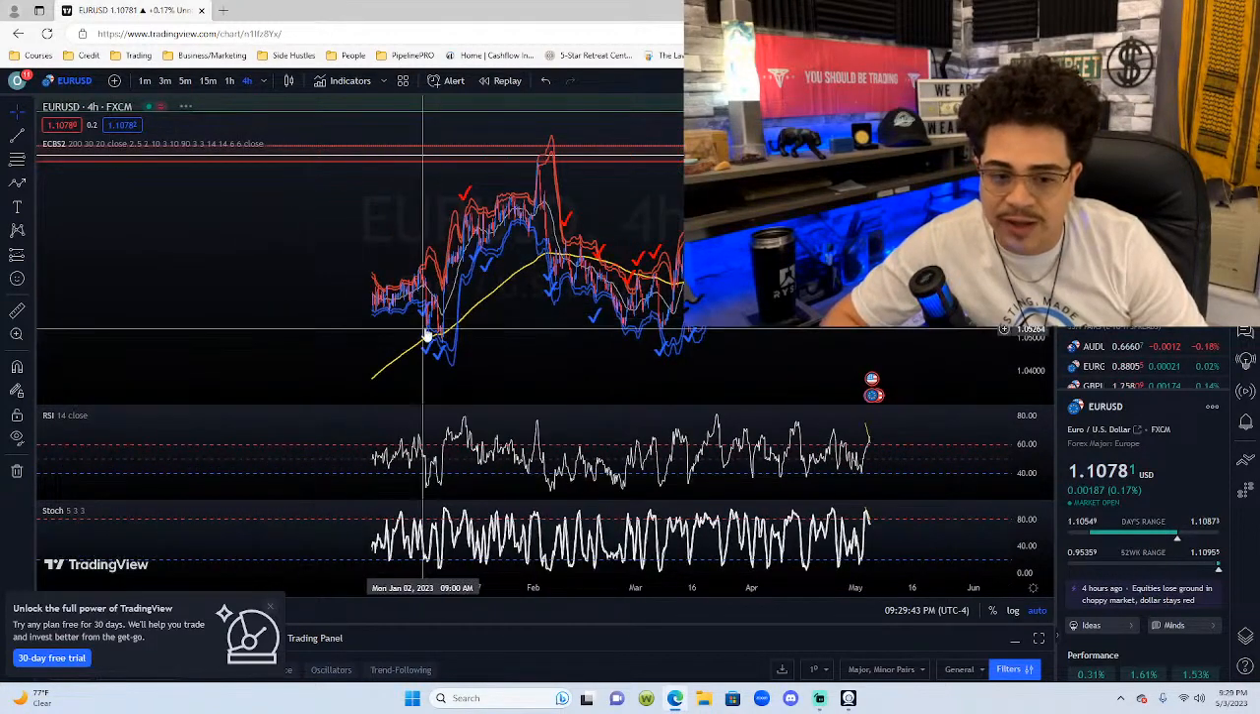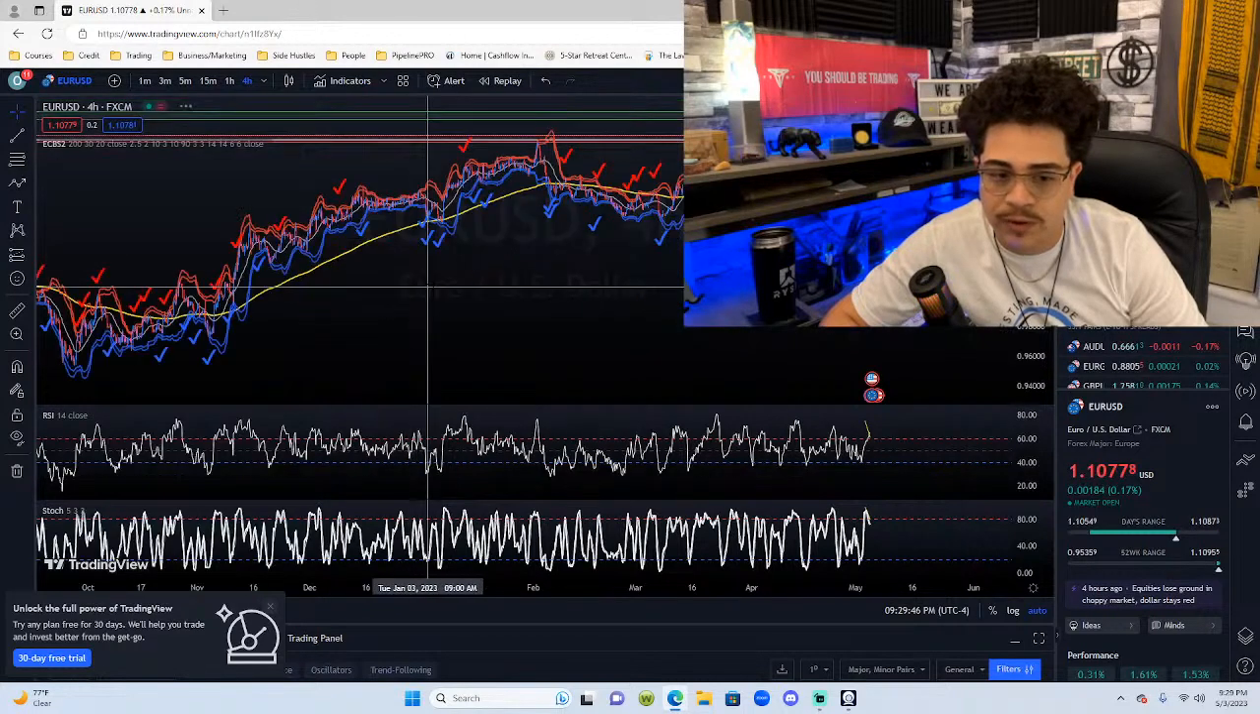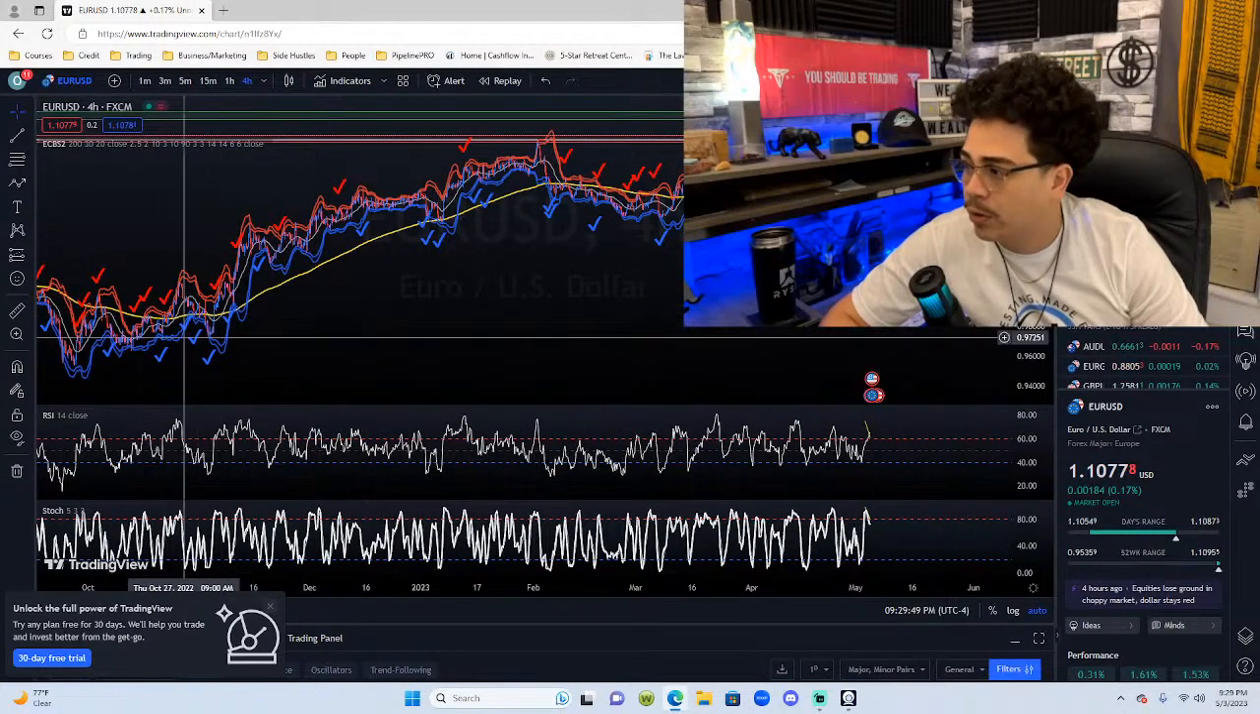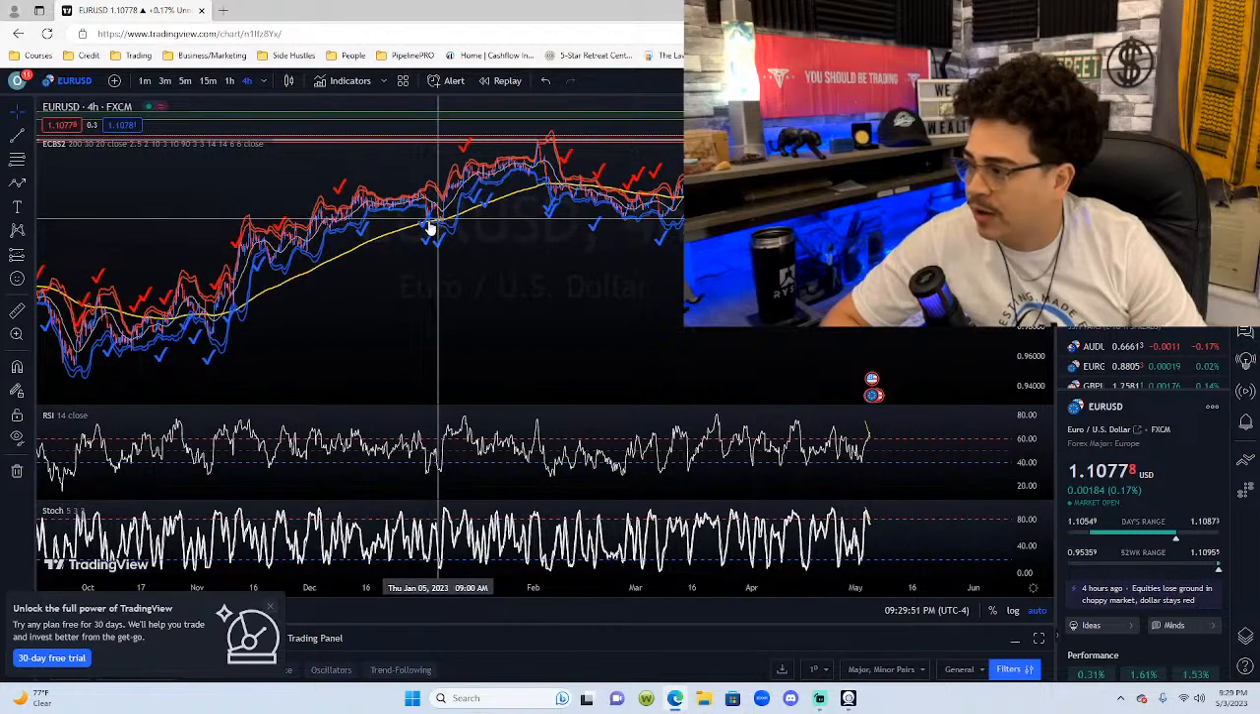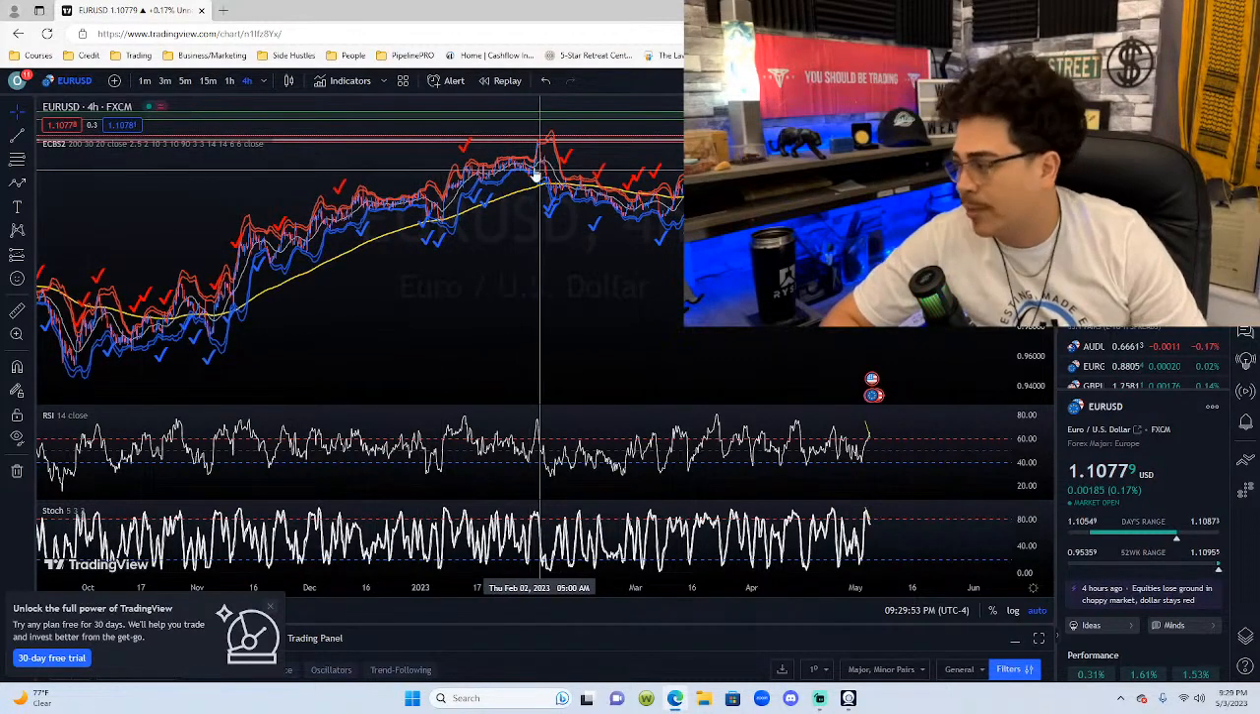Literally just kind of like right here, right? The market was in an uptrend for a while, right, and then it just came right down here to the EMA line, and then it continued going up again.